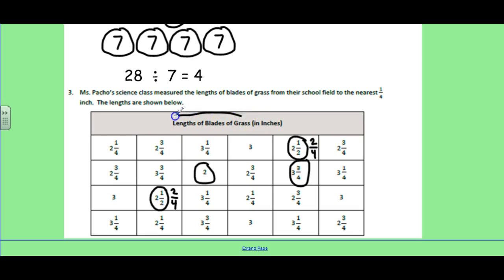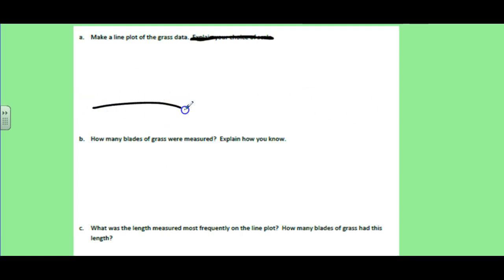We know based on what this says right here what the title is going to be. We know we're going to have to label our numbers for inches, and we know that each X, based on what it says up here, is going to represent one piece of grass, because these are all of the different pieces of grass that they measured. So we're going to have to go over here and we're going to have to draw our line. Mine's very not straight. I'm going to have to fix that.